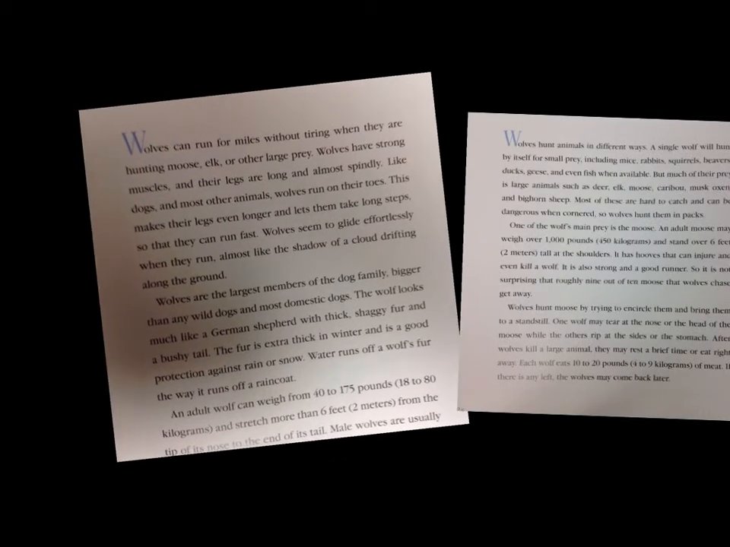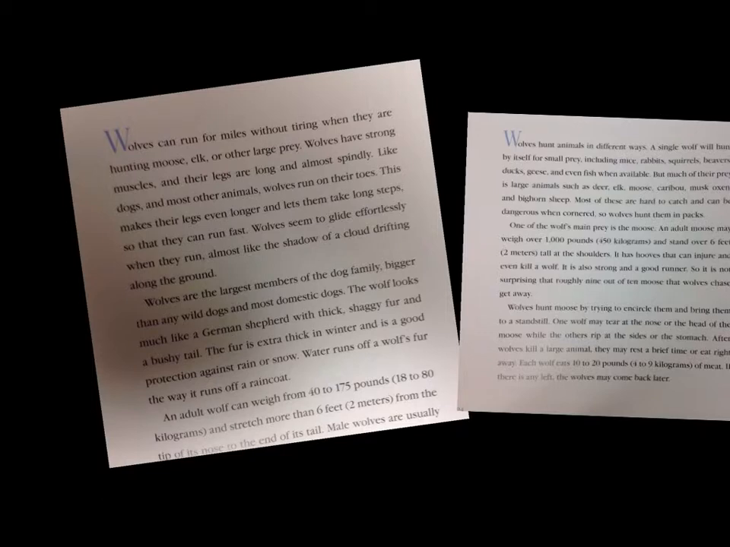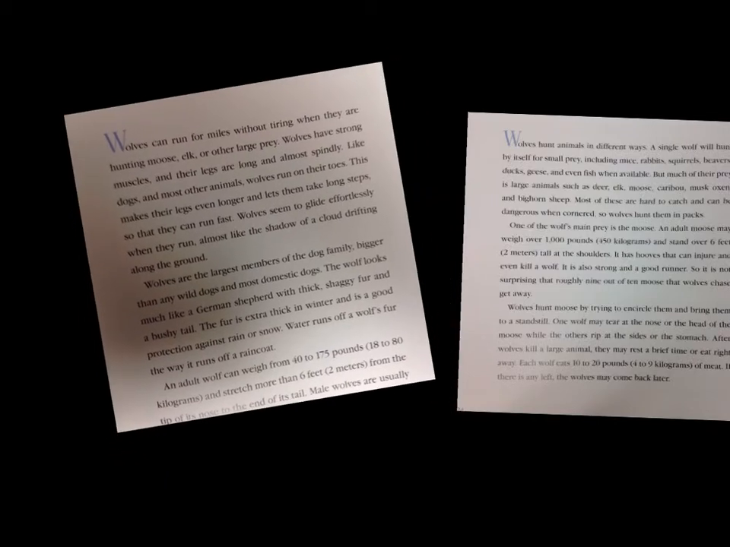Boys and girls, as I was reading these 2 pages from the Wolves book that we read, I noticed that they are both about hunting. This first page says wolves can run for miles without tiring when they are hunting moose, elk, or other large prey. Wolves have long muscles and their legs are long and almost spindly. Like dogs and most other animals, wolves run on their toes. This makes their legs even longer and lets them take long steps so they can run fast. Wolves seem to glide effortlessly when they run, almost like the shadow of a cloud drifting along the ground. So that's about how they can catch up with animals.